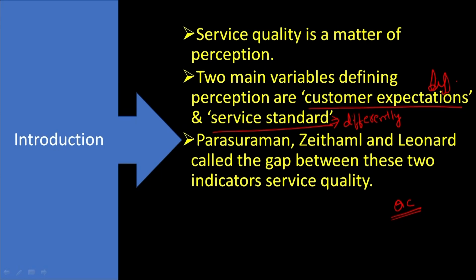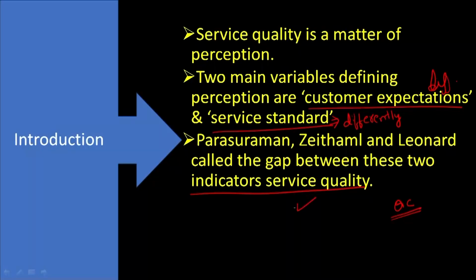And let me tell you why these two are important. Parasuraman, Zeithaml and Berry called the gap between these two indicators service quality. So, whatever the customer expectations were, and whatever the quality of services provided to them, the gap between these two, the difference between these two, is called service quality, or it is an indicator of service quality.